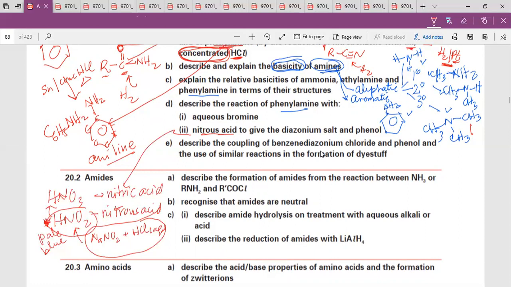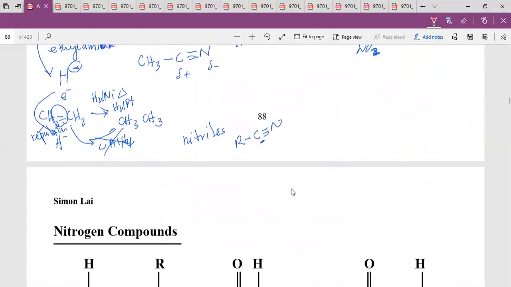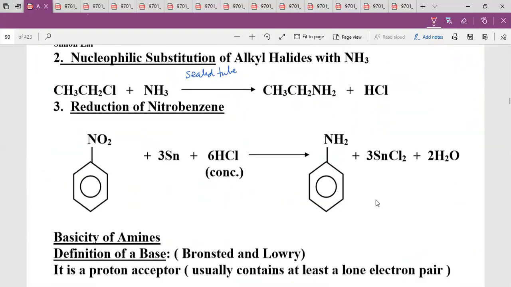So now, of course, E is actually this reaction. I'm going to give you the whole picture first of D, then we will stop. Right, D. I'm going to go down here.